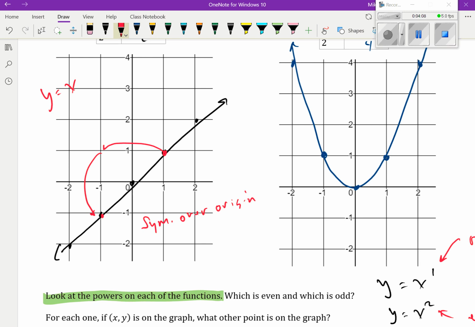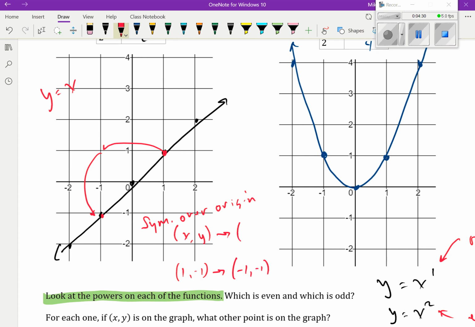Likewise, another thing that we can take a look at is if I have a point x, y on my graph. So for instance, we had 1, -1. What's the symmetrical point to 1, -1? It's -1, -1.